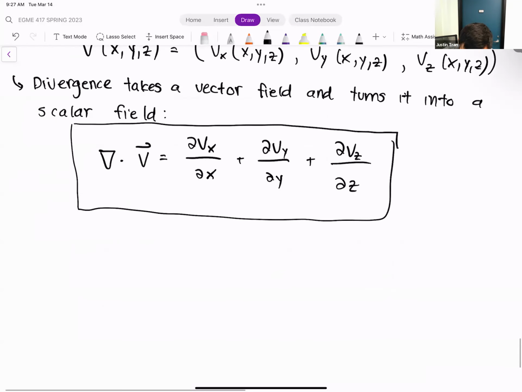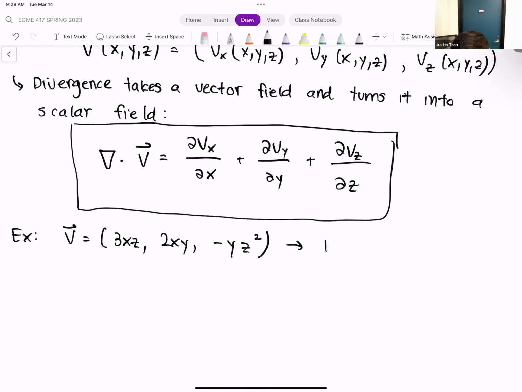Okay. So let's do a very quick example. I'm going to show you how this is done. Okay. Let's say that we have a vector field. The vector field is given by 3xz, 2xy, and minus yz squared. Okay. So let's take the divergence of this.